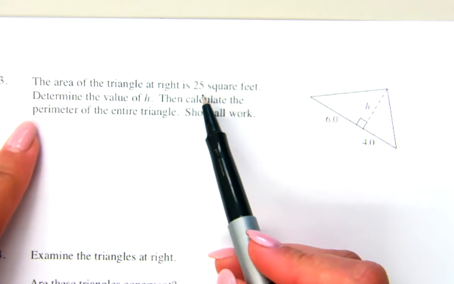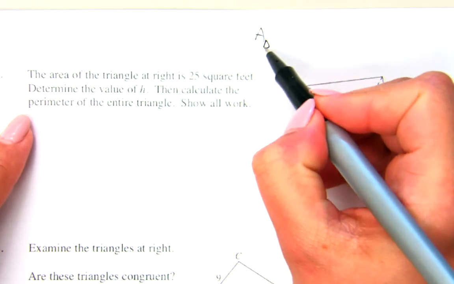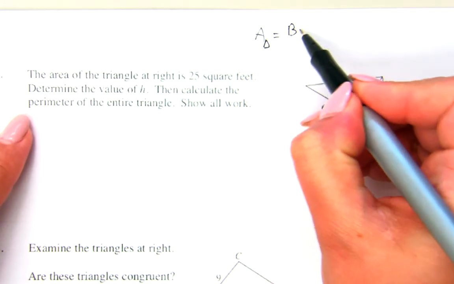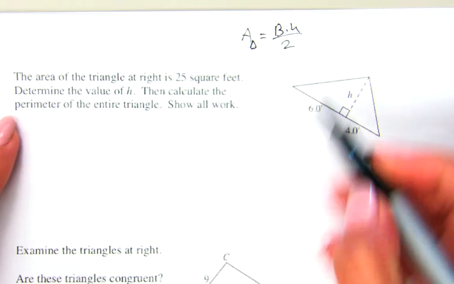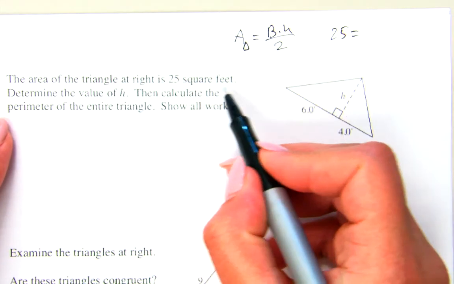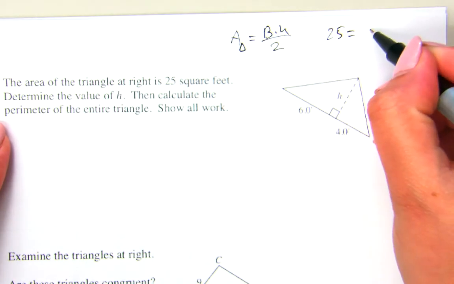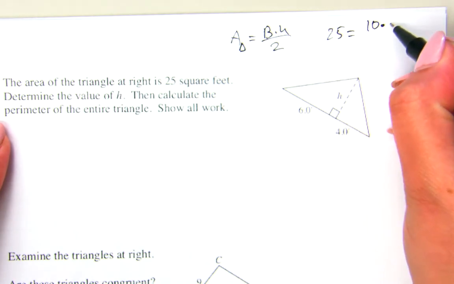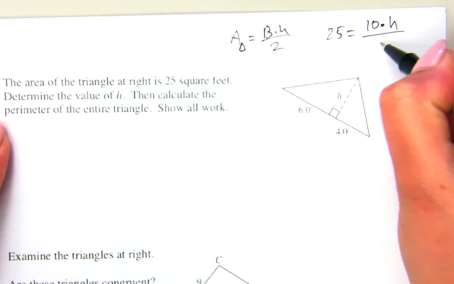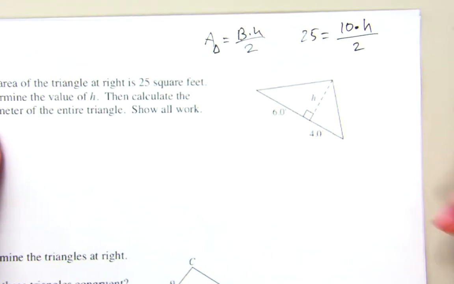So the area of the triangle is 25 square feet. So that means area of the triangle is equal to base times height divided by 2. So we have area of the triangle is 25, right? Because it gives us the actual answer for the area. We know the base is 10. We don't know the height. 10 times height divided by 2. All right.